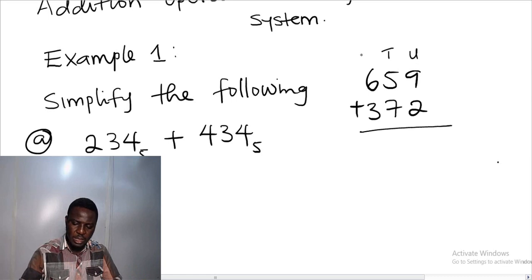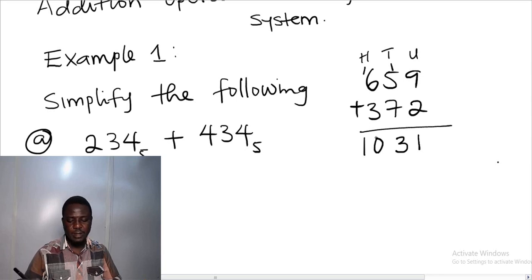If this is units, tens, and hundreds, by adding 9 and 2, 9 plus 2 is 11. We carry 1, write 1 and take 1 up, and 1 plus 5 will give us 6, plus 7. 6 plus 7 is 13. You write down 3 and carry 1. 1 plus 6 is 7. 7 plus 3 is 10. You write down 10. Now, this is what we were taught in primary school.